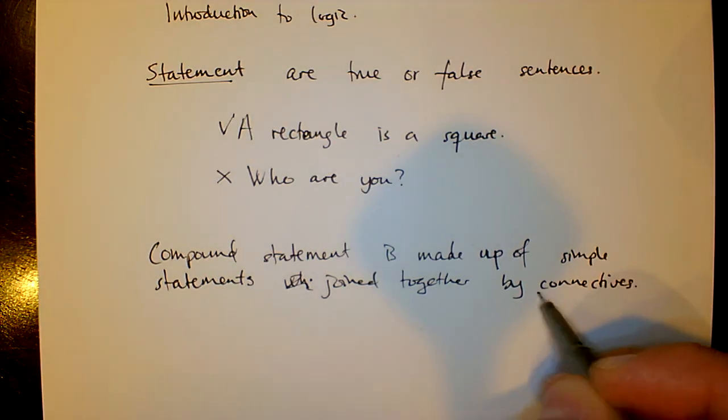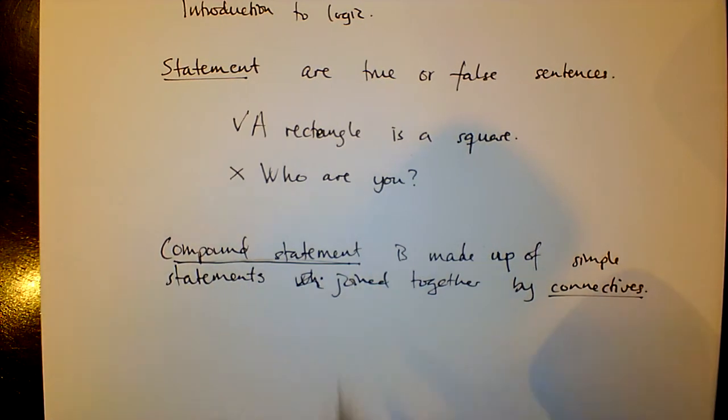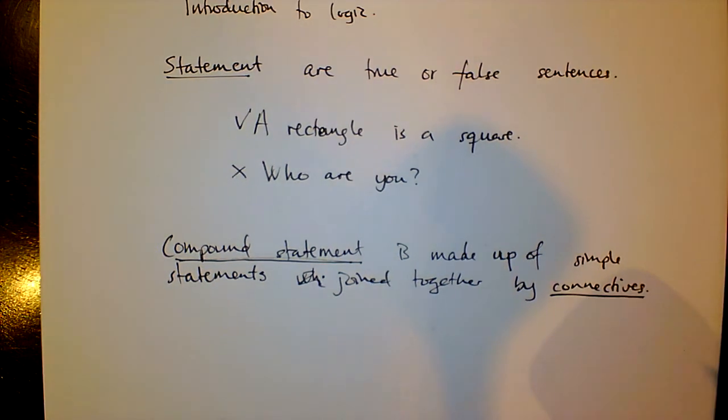So, for example, you are allowed to bring water or food into this room. That is a compound statement because it says that you're allowed to bring water or you're allowed to bring food into this room. So the connective is the or, and the compound statement is then the whole sentence.